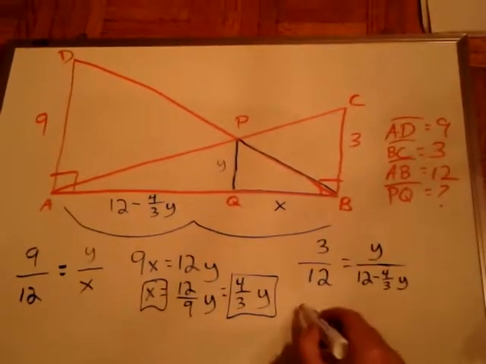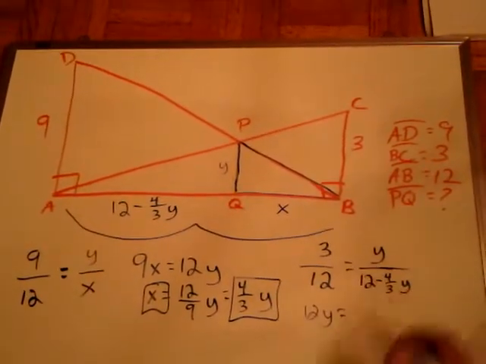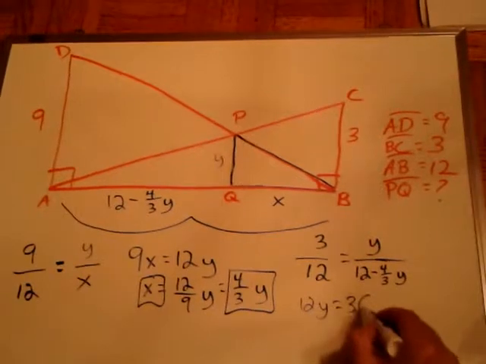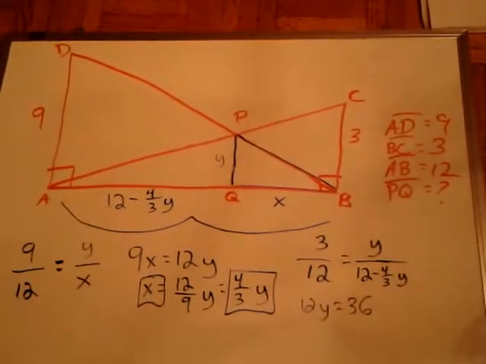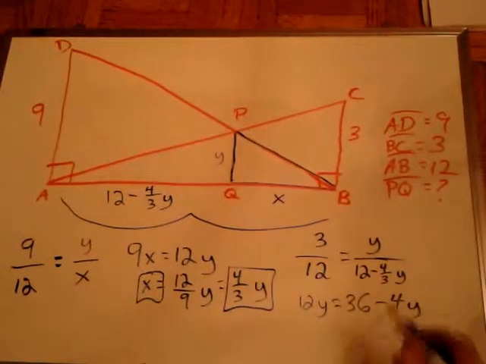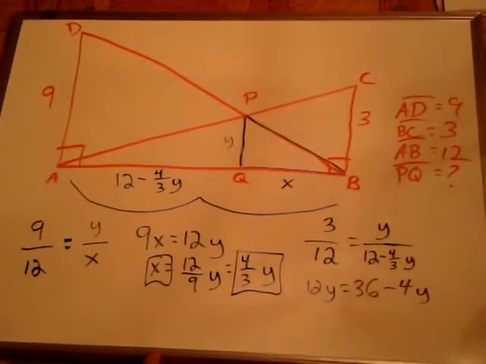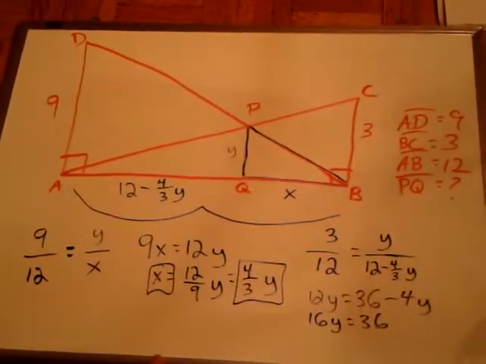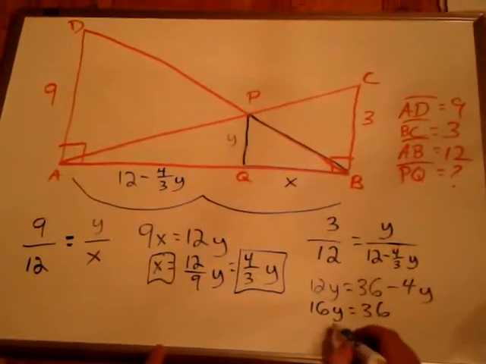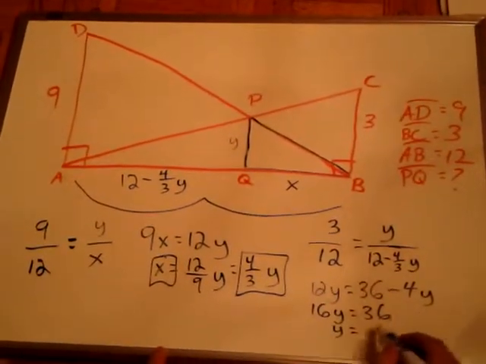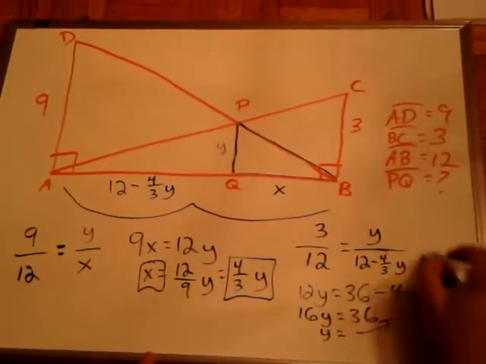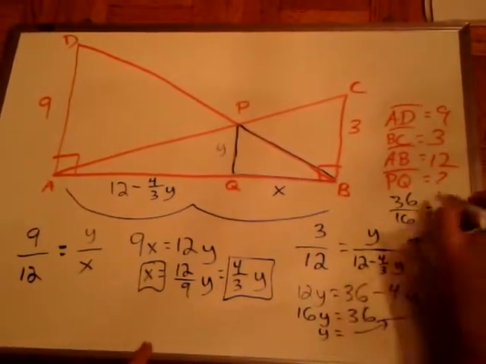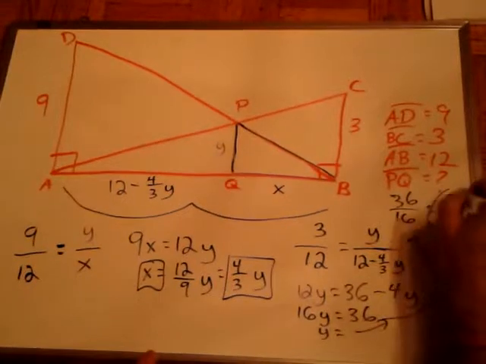If I cross multiply there, I should get 12y. If I cross multiply that, that should be 3 times that whole quantity. So it's 3 times 12, that's 36, and then 3 times negative 4/3 y, which would just give me negative 4y. We should be able to clean this up. I'm going to add the 4y over. That's going to give me 16y is 36. If I divide both sides by 16, I'm going to get y is equal to 36 over 16, which can reduce. I could probably take a 4 out of both of those, right? 9 over 4. There you go.